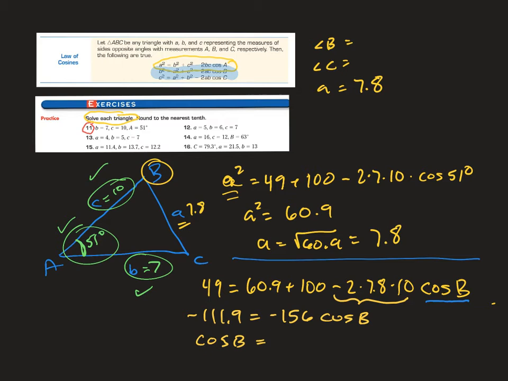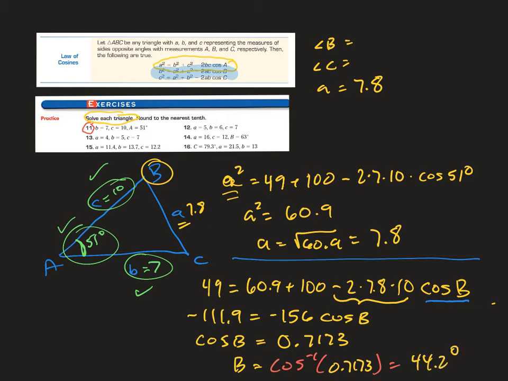And what I'm going to do is divide negative 111.9 by negative 156. And I get positive 0.7173. And we use inverse cosine to figure out what the angle is, right? So I'm going to do inverse cosine on 0.7173. And when I do that, I get angle B to be 44.2 degrees approximately.